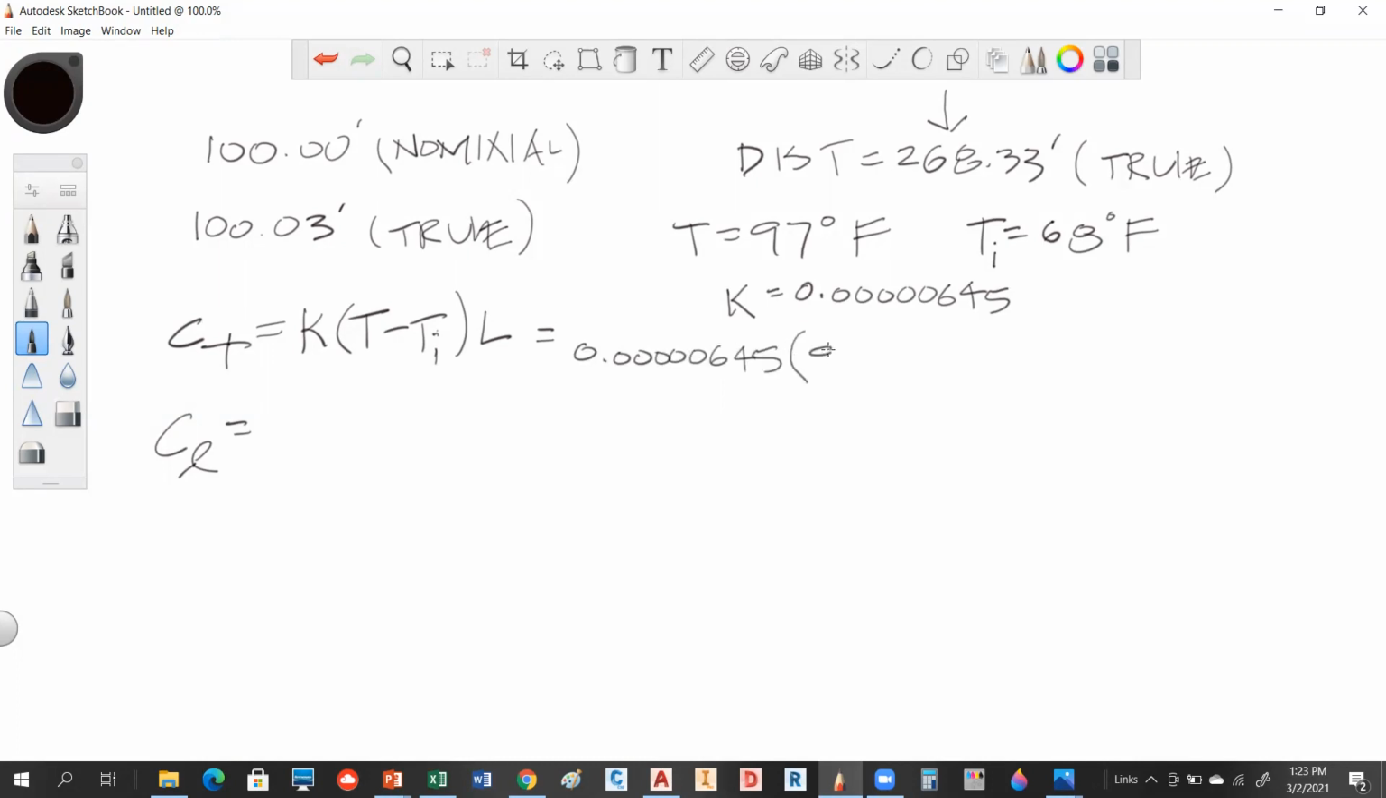It's hotter, so it's 97 minus 68. So notice we're getting a positive correction times L, which is the true distance, or actually that's our measured distance. So we're going to use 268.33. So let's see what we get when we crank that number.